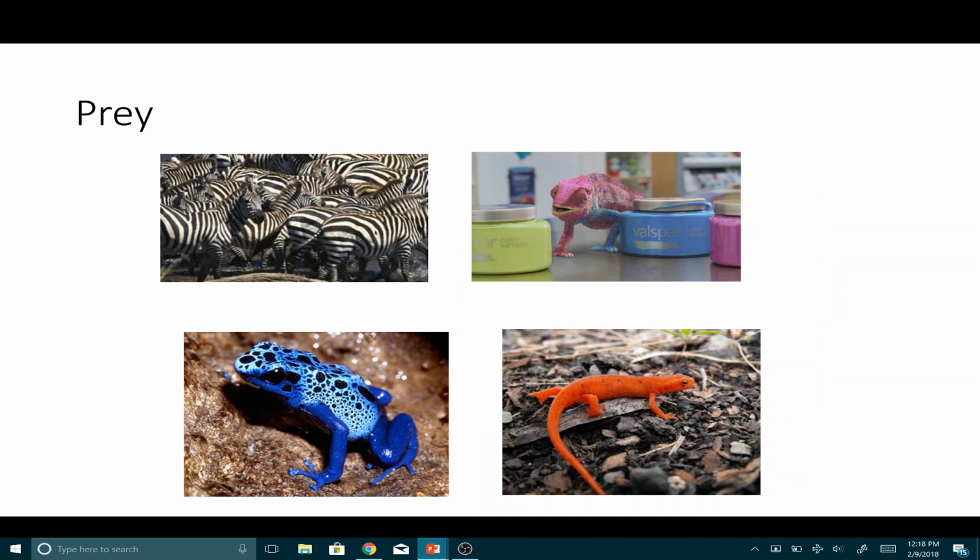Let's talk about prey mechanisms. So we have cryptic coloration, which is basically camo here, which you can see the chameleon doing here for the Valspar commercial. I absolutely love this. I think it's such a clever way to advertise paint. I mean, who would have thought a chameleon?